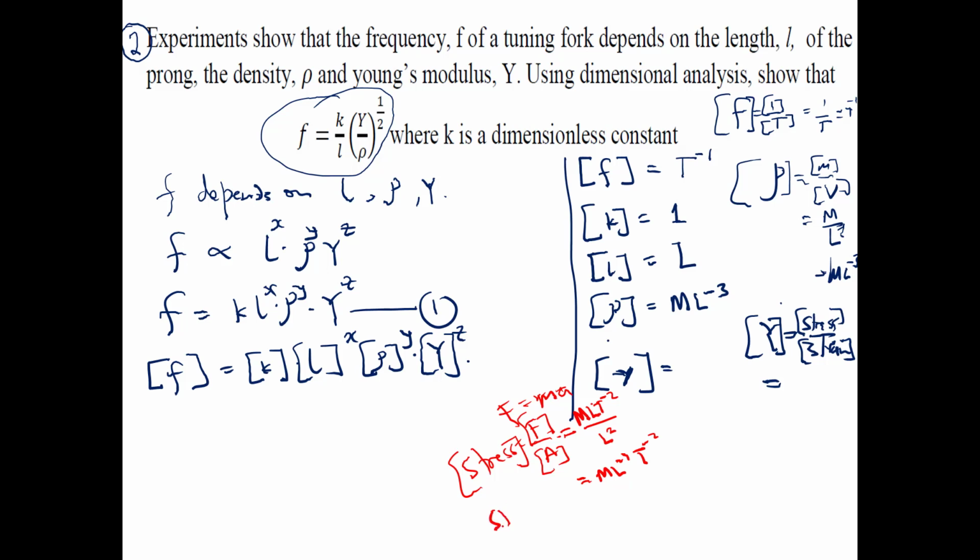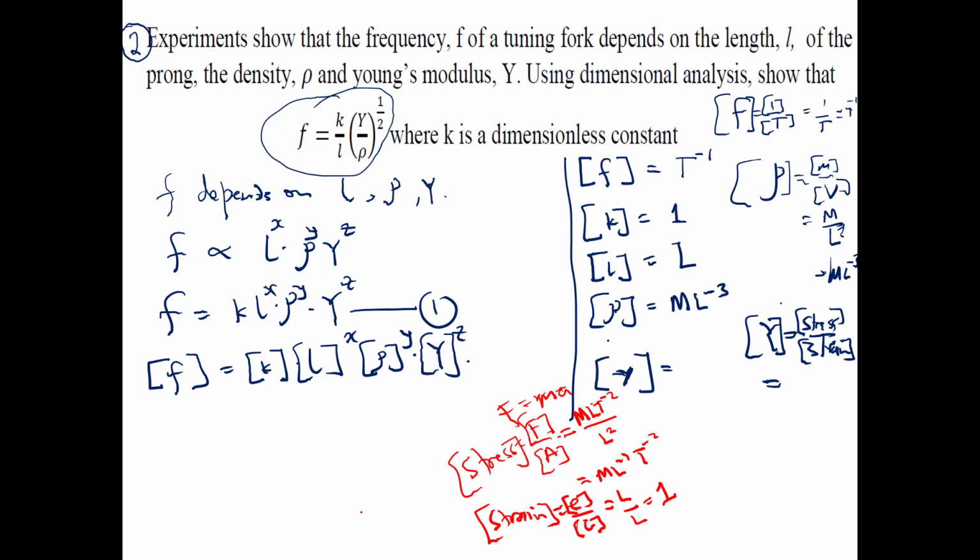And strain, remember that it is the same as extension over the original length, meaning that the dimension of strain will equal the dimension of the extension over the dimension of the length, which is the same as L over L, which is equal to 1. In other words, strain is also dimensionless.